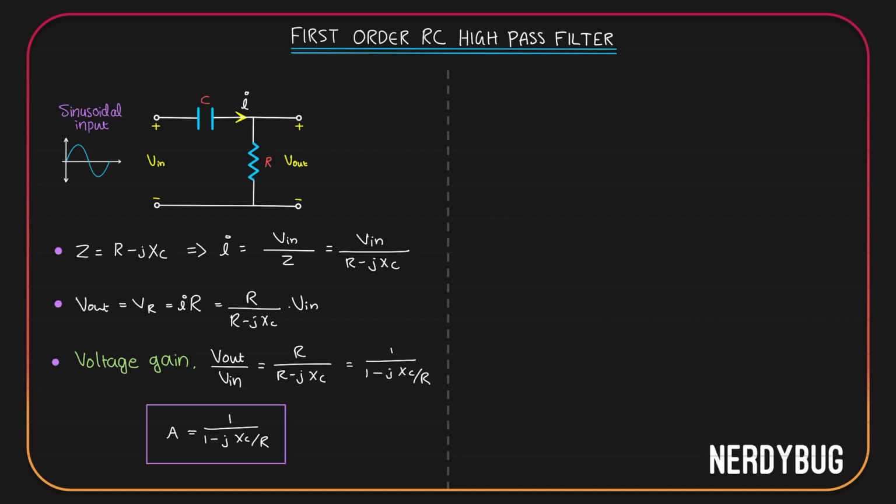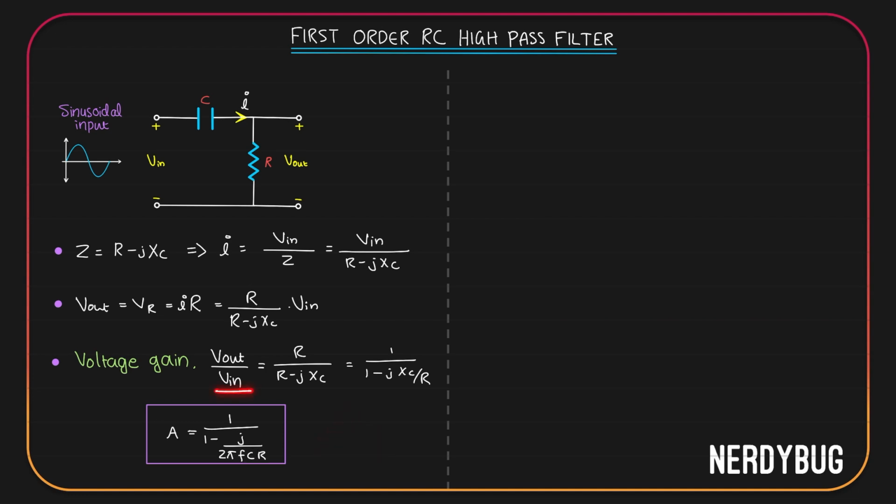But Xc is 1 by omega c. So instead of this, I want to write 1 by 1 minus j divided by omega c R. Again, omega is 2 pi times the frequency. So I want to write j divided by 2 pi f C R.